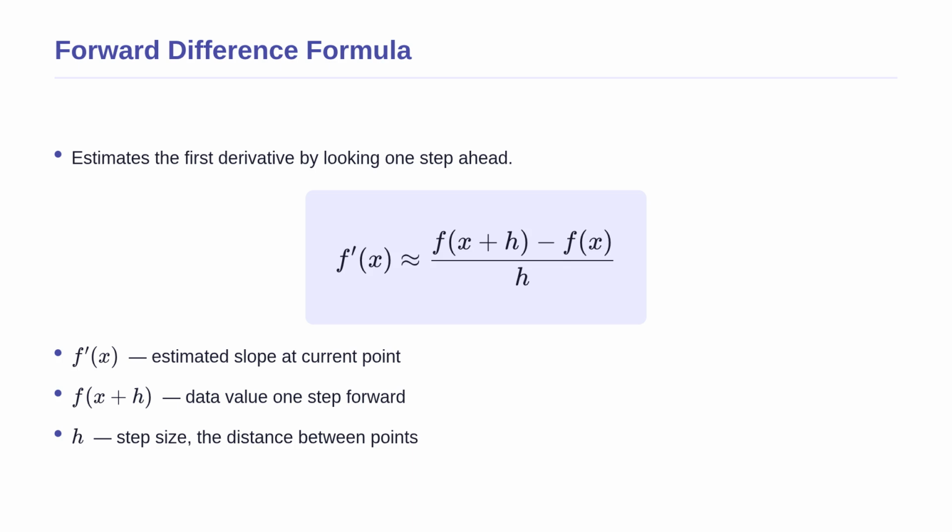The term f(x+h) is the data value one step forward, while f(x) is our current data value. Finally, h is the step size, or the horizontal distance between the points. It is called forward because it looks ahead to the next point to calculate the slope. Physically, as the step size h decreases, meaning our data points get closer together, the error in this approximation decreases proportionally, giving us a much more accurate rate of change.